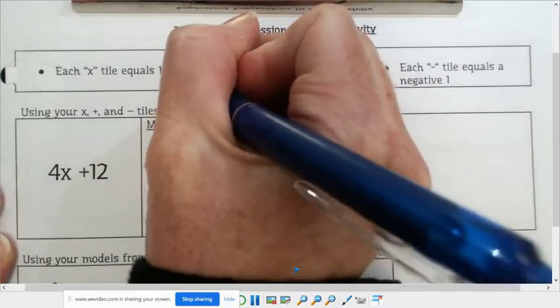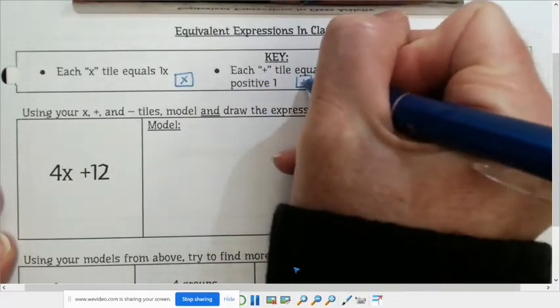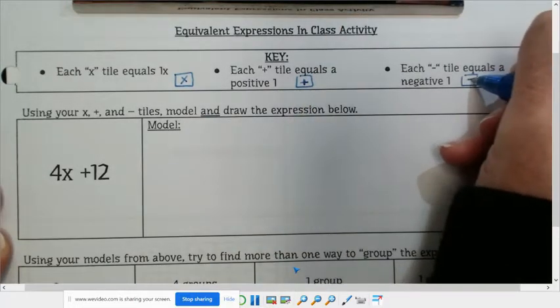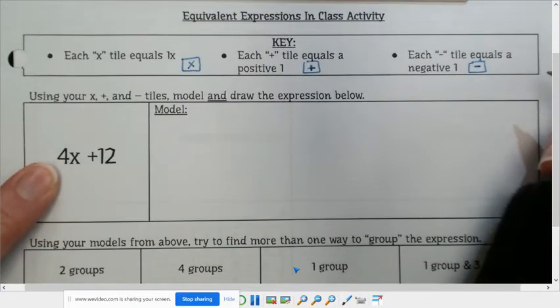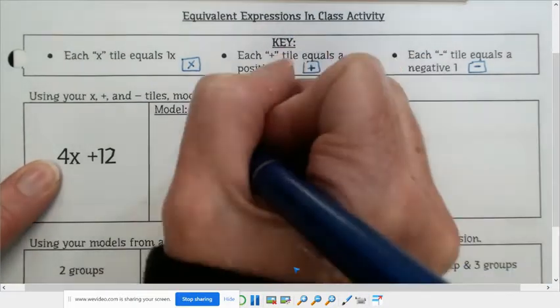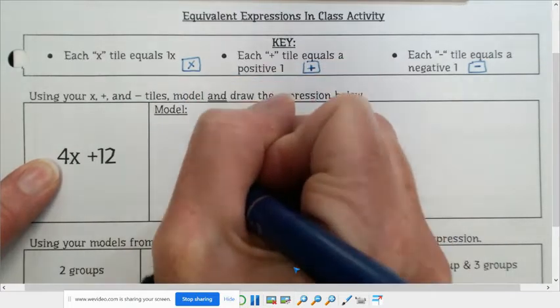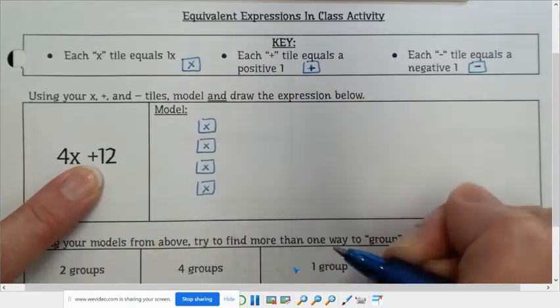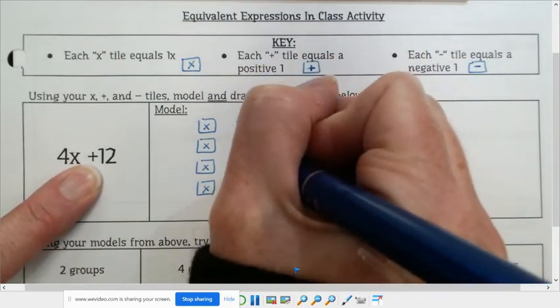Each one of these is going to mean 1x. Each one of those is going to be a positive 1, and then each minus is going to be a negative 1. So here I have to draw the expression 4x plus 12. If I model it, it'll be 4 of my x's. And since it's plus 12, it's positive, so it's going to be 12 pluses.